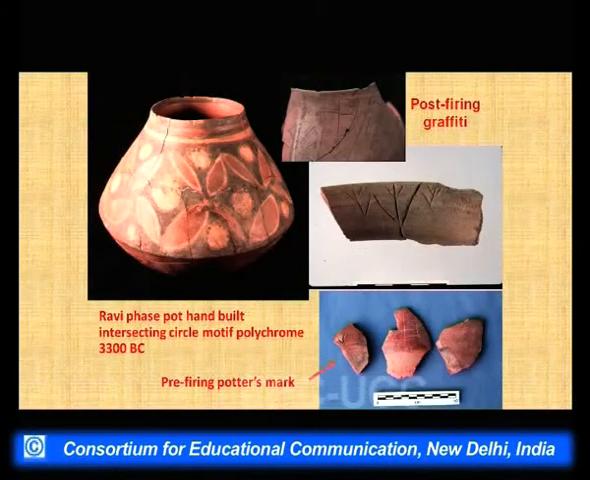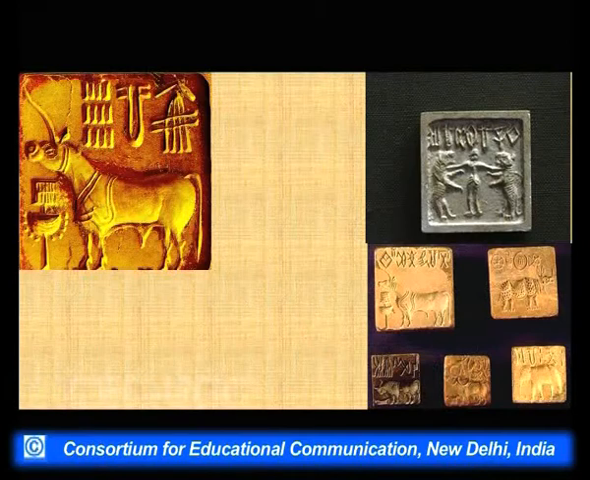Often you have graffiti or marks on these pots to distinguish which kind of potter or which potter's workshop was used. More seals here. You can see that this is the so-called unicorn seal on one side. Then you have the rhinoceros, elephant, bull, and the one on top is very interesting because you have a man fending off two tigers.